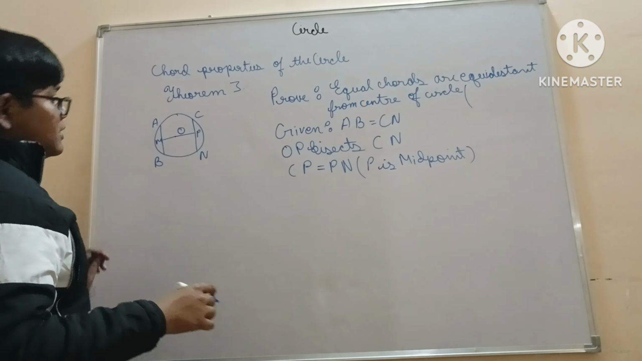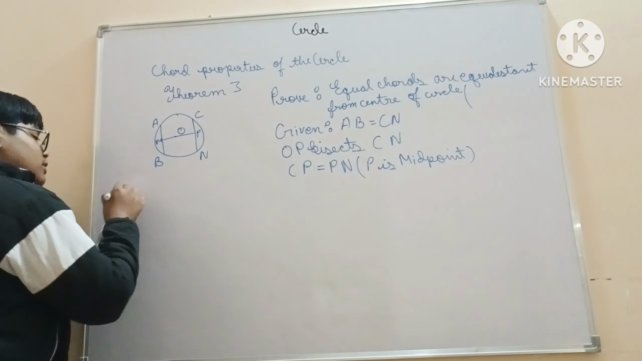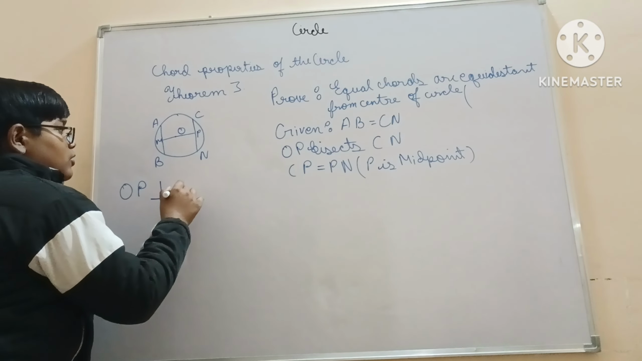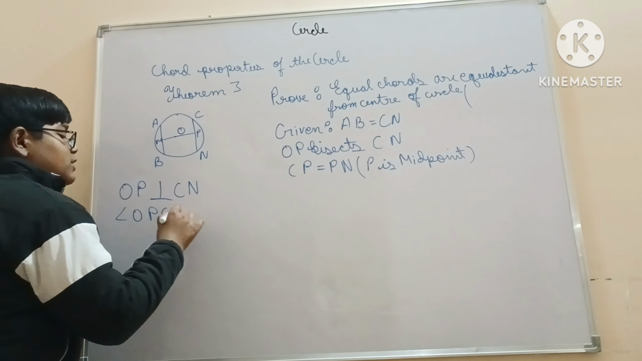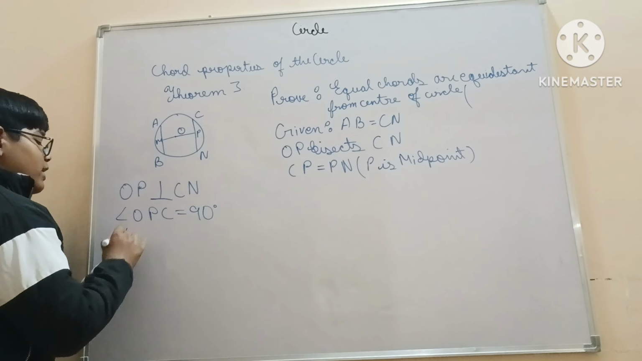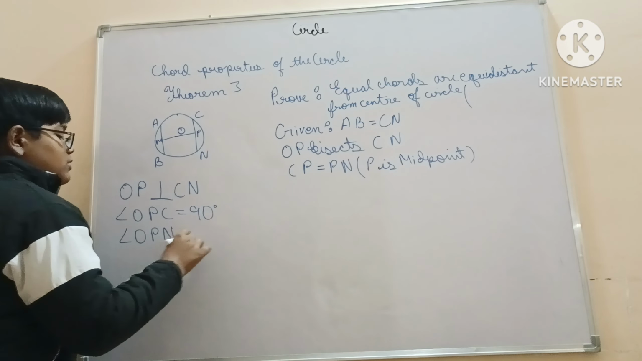CP is equals to PN as P is midpoint, and this OP is also perpendicular to CN, which means that angle OPC is equals to 90 degree and angle OPN is equals to 90 degree.